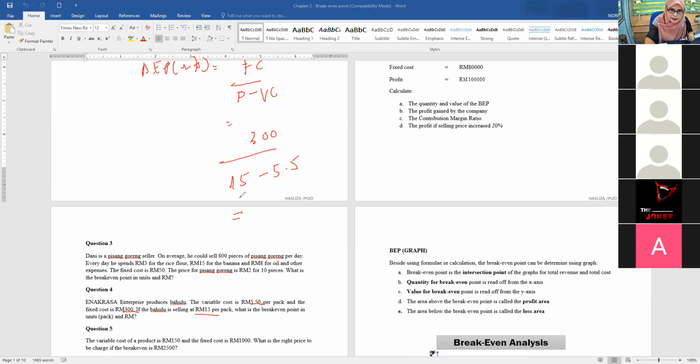Yang ni kita terus dia ambil 15 minus 5.5 sebab dia bagi dah dalam per unit. Boleh faham tak? Okay, so berapa jawapan dia? 31.58. So the answer is 32 units. Boleh faham tak?